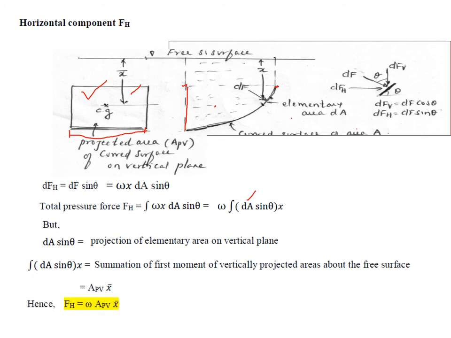So now FH, the total horizontal pressure force, is nothing but omega into A_PB, the area on the vertical plane, into its CG distance. Like this you try to find out. Again now we'll go ahead. So what is x bar? It is the distance of the CG of this projected area from the free surface.